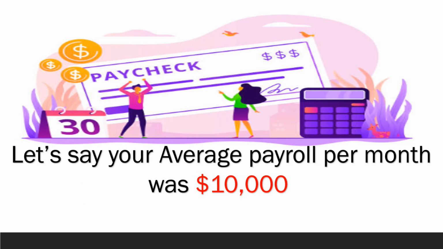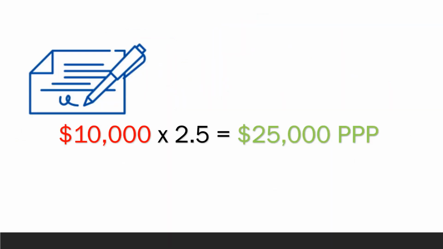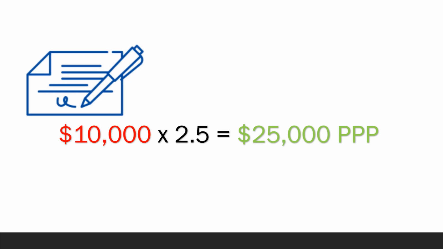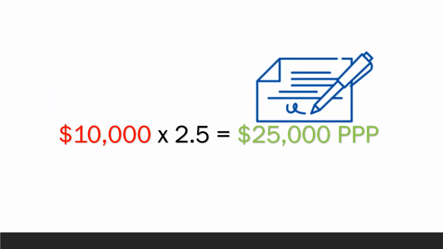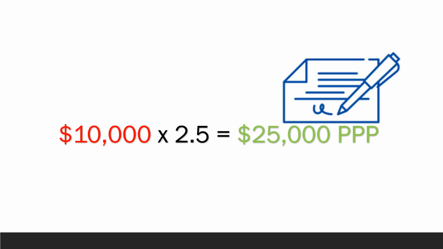So let's do a quick example. Let's say your average payroll a month is $10,000 for the PPP. What they'll do is they'll take the calculation on that $10,000. So that $10,000 multiplied by the 2.5 is the loan amount. $25,000 is what you'll get in the loan amount under the PPP.